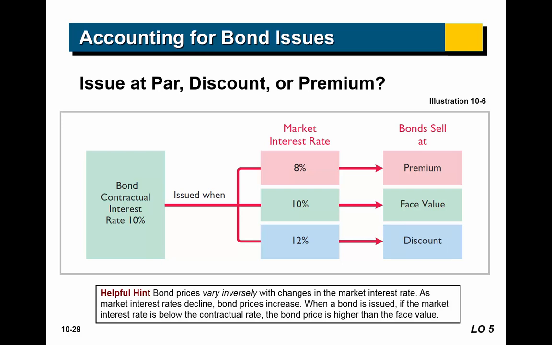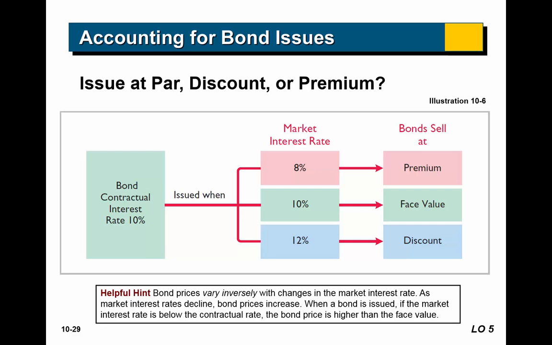Bond prices vary inversely with changes in market interest rate. As market interest rates decline, bond prices increase. When a bond is issued, if the market interest rate is below the contractual rate, the bond price is higher than the face value. This is an important concept, and it's a fairly hard one. When I was studying to take my broker exam, this concept was really hard for me. Even though I'd learned about it, it was just really hard to wrap my brain around. So you need to spend some time thinking about why that works and what causes it.